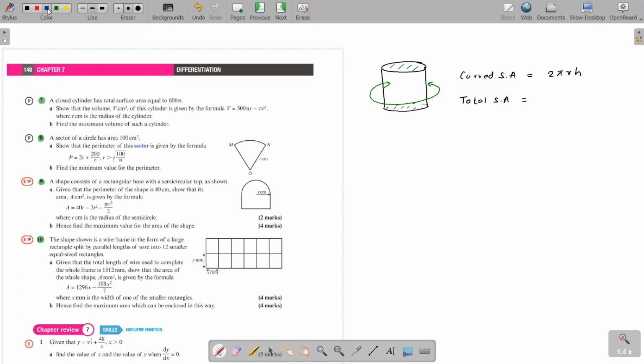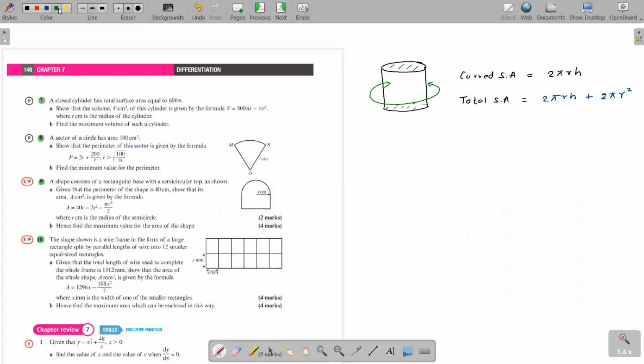The total surface area includes the 2 pi RH, which is the round part around the center, plus the two circles. One circle has area pi r square. So there are two circles, therefore 2 pi r square. So this is the equation you learn in your O-level exam, 2 pi RH plus 2 pi r square.